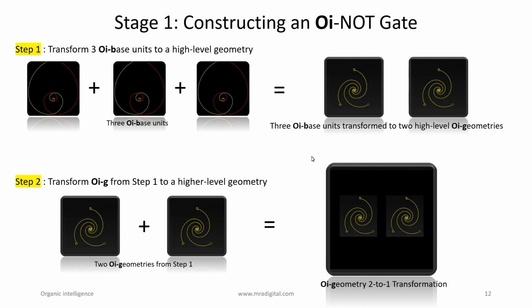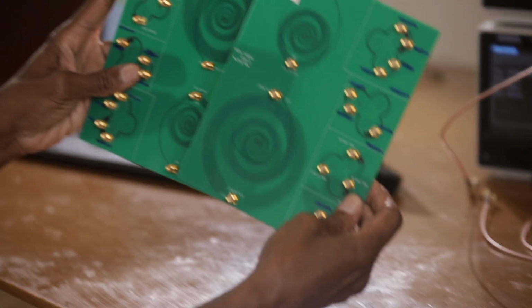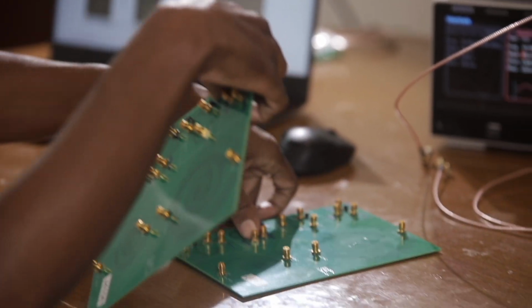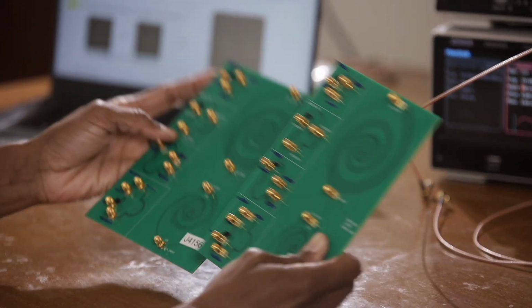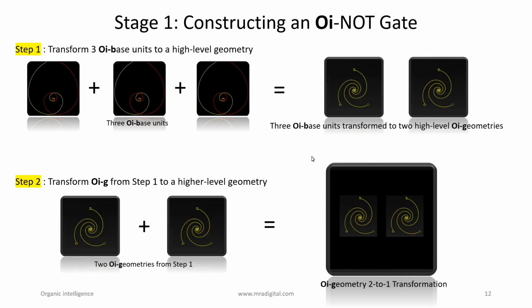From the 2 higher level organic intelligence geometries, we have to transform them into 1 single geometry. So basically, we have 2 different boards, and each one of them has the same higher level organic intelligence that was combined and made from step number 1. And step number 2 basically means that we have to combine them into 1.